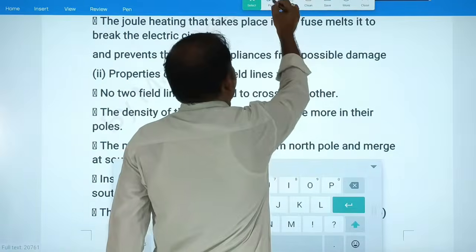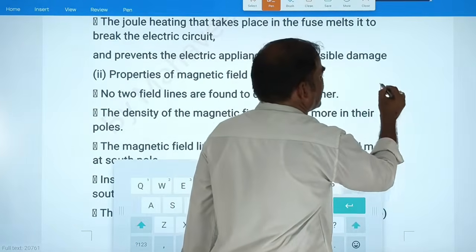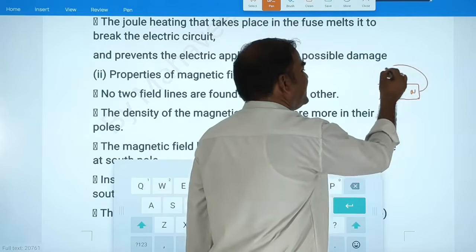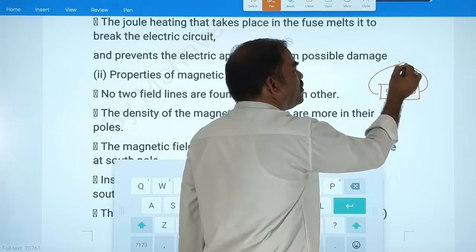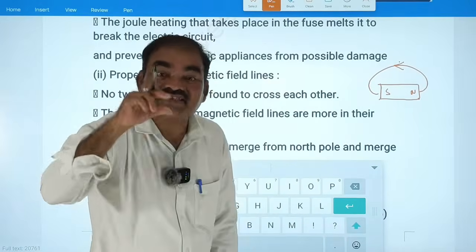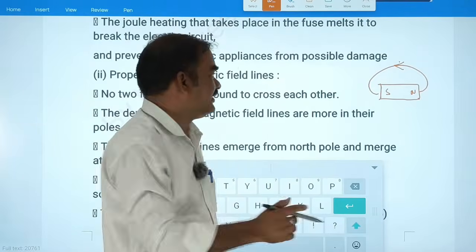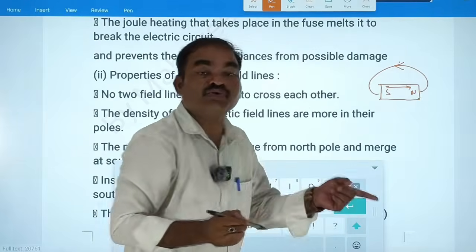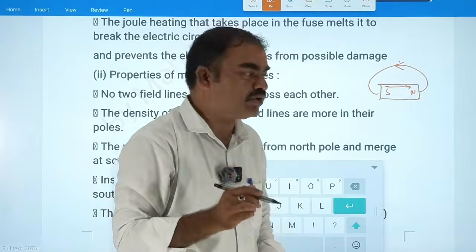For example, this is a bar magnet. It is north and it is south. The magnetic lines will move from north to south outside, whereas inside the bar magnet, the lines will move from south to north. This you have to remember.